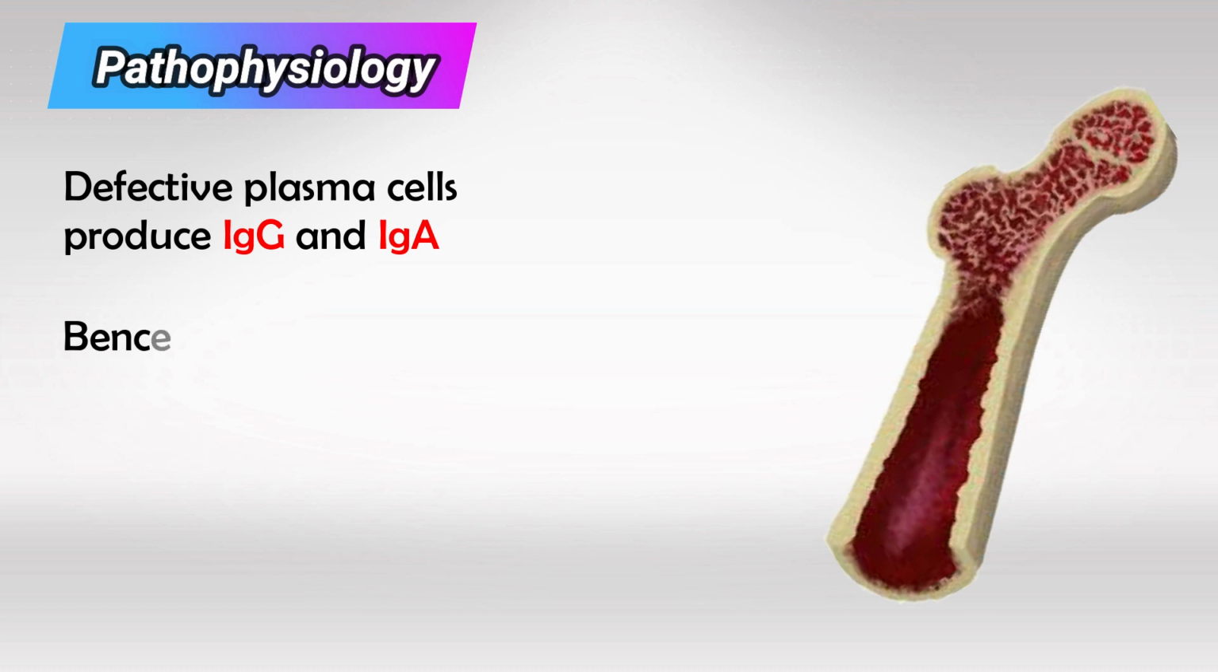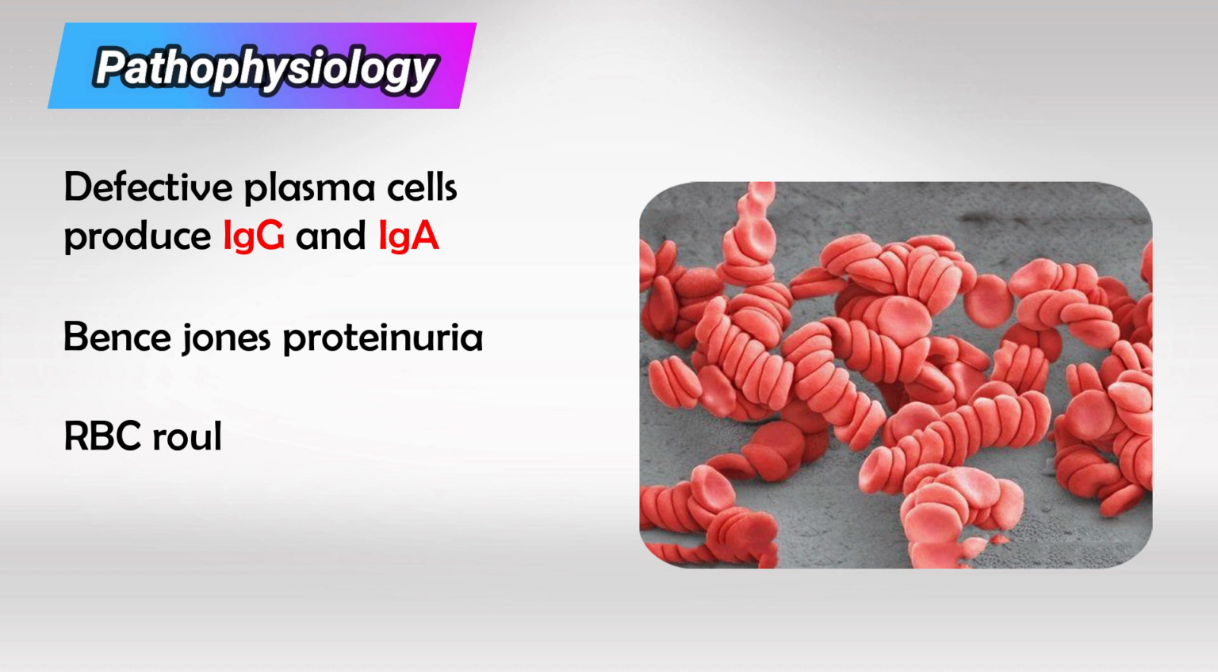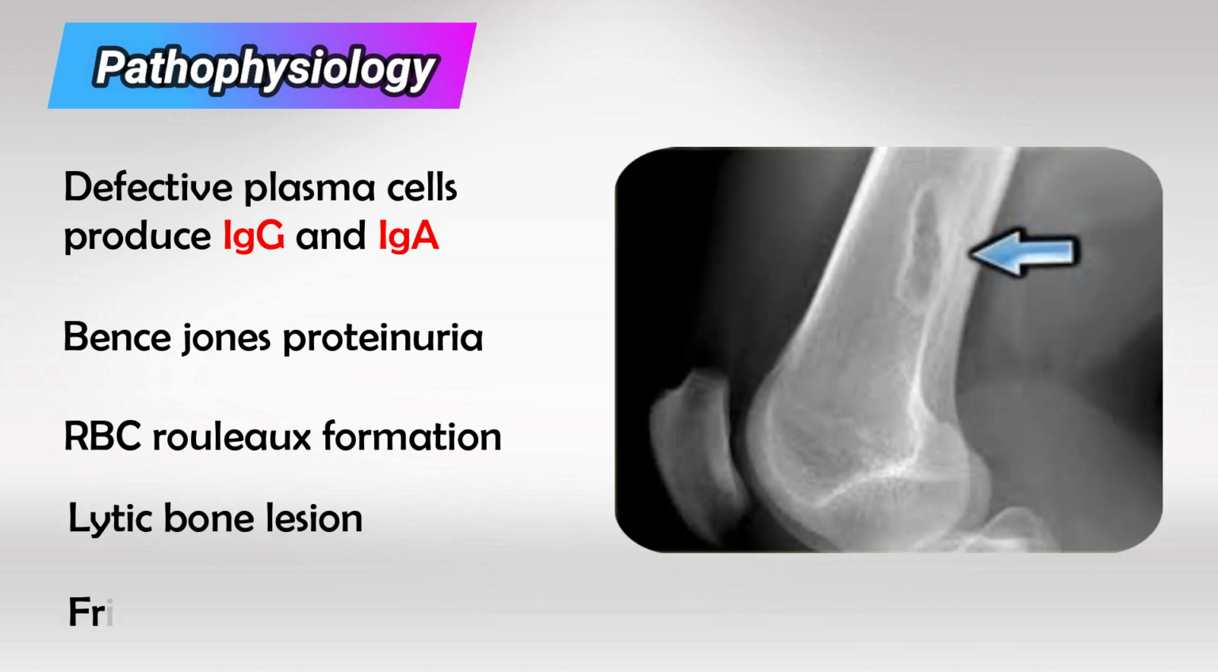Most of these non-functional antibodies break very easily, and they deposit in the kidneys, which presents as Bence-Jones proteins. They also attach to RBCs, giving us the rouleau formation. And because the plasma cells are within the bone marrow, they will eventually replace the bone marrow, causing anemia, which will be normocytic normochromic, and causing lytic bone lesions.